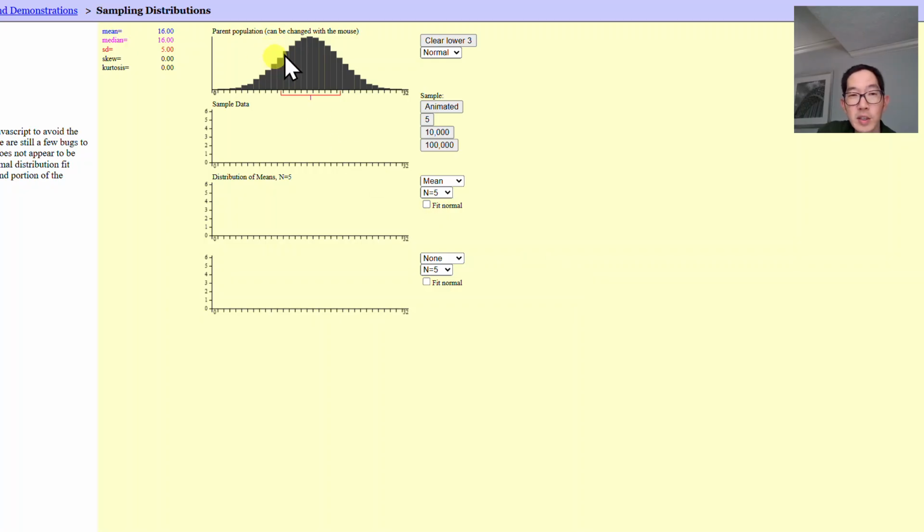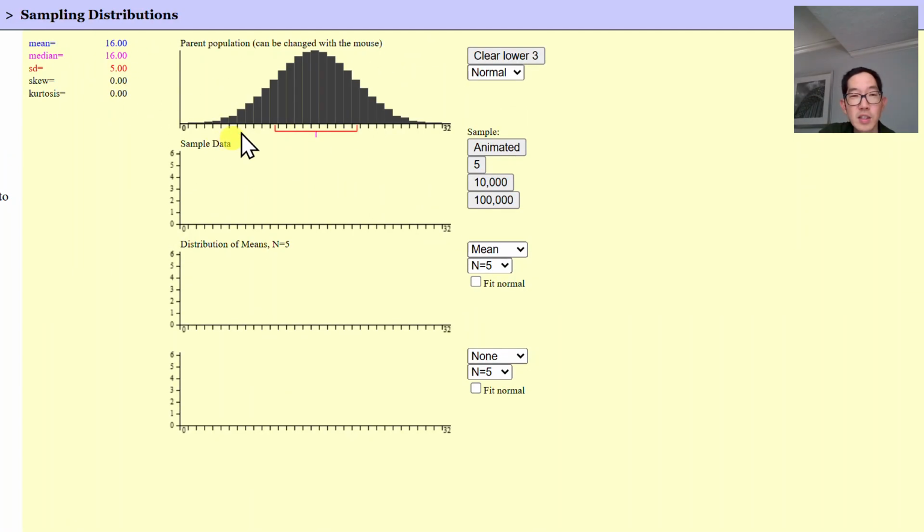So this up here represents our population. It is normally distributed with a mean of 16, standard deviation of 5, and I'm going to draw samples of size 5. And so here I'm going to click animated, and we're going to draw 5 random values from this population. We got 1, 2, 3, 4, 5. I'm going to calculate the mean of these 5 values, and the mean of these 5 values is right here. Okay, I'm going to do this again.